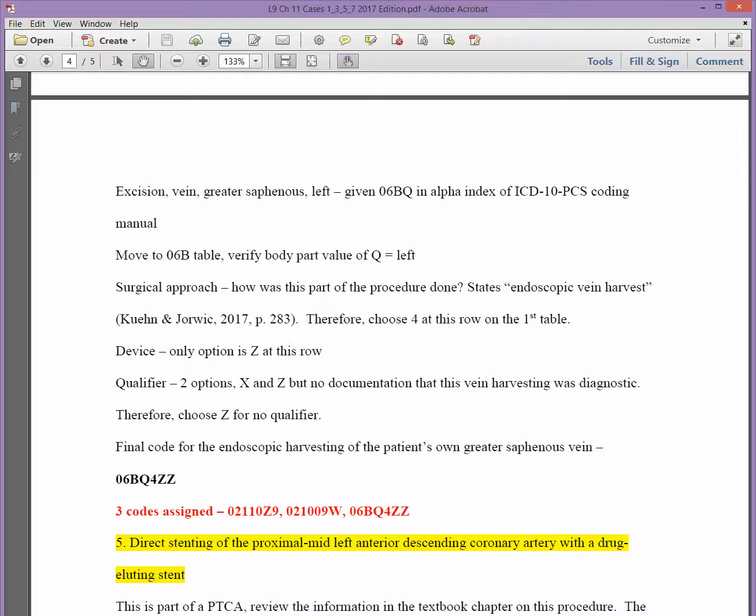And X means diagnostic. There's no documentation this was diagnostic, and it wasn't diagnostic. So we choose Z. So our final code for the harvesting of the patient's own greater left saphenous vein, 06BQ4ZZ. So for this particular procedure, you have 3 codes.